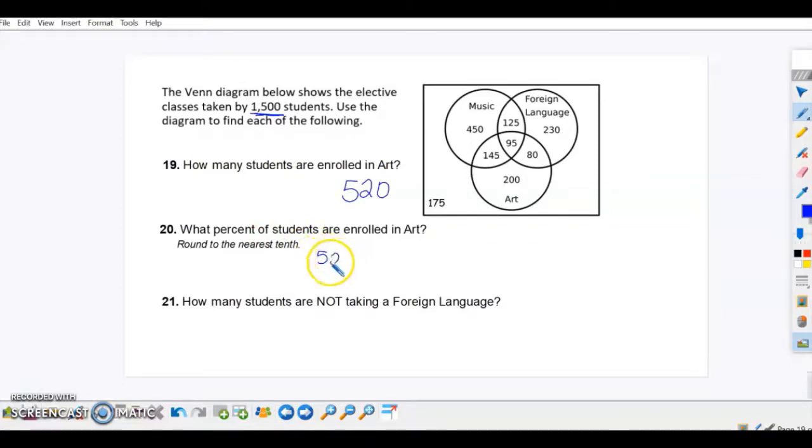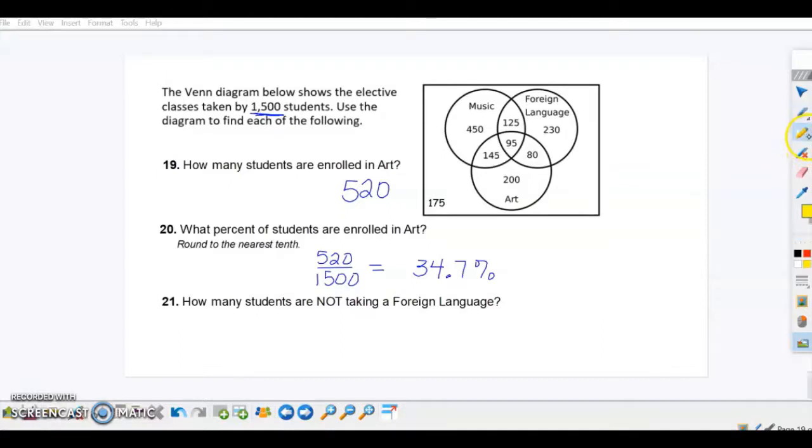There were 520 students in art. It tells me that there were 1,500 total. So if you divide that, that would give you 0.347, which would be about 34.7% if we round to the nearest tenth.